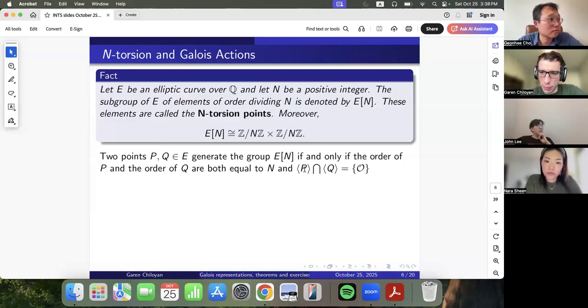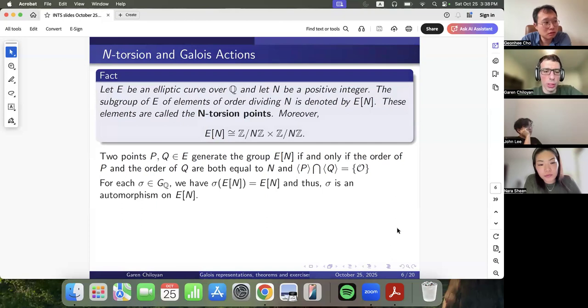So these angled brackets, their intersection will be trivial. So you can always find P and Q whose orders are both equal to N, and they intersect trivially. This PQ will serve as a basis of E bracket N. And using this idea was very important for my research. It always is.